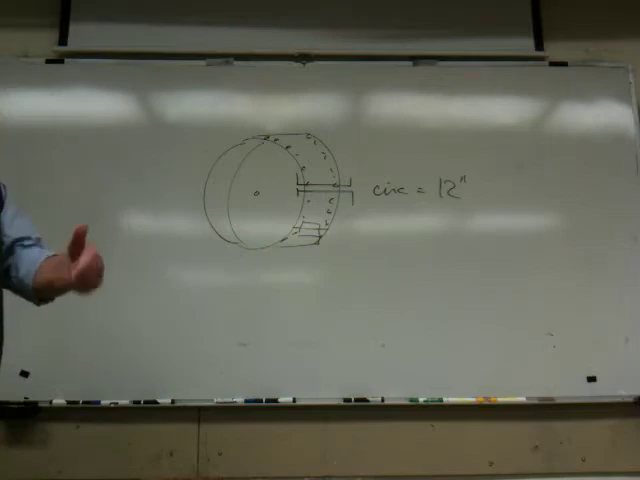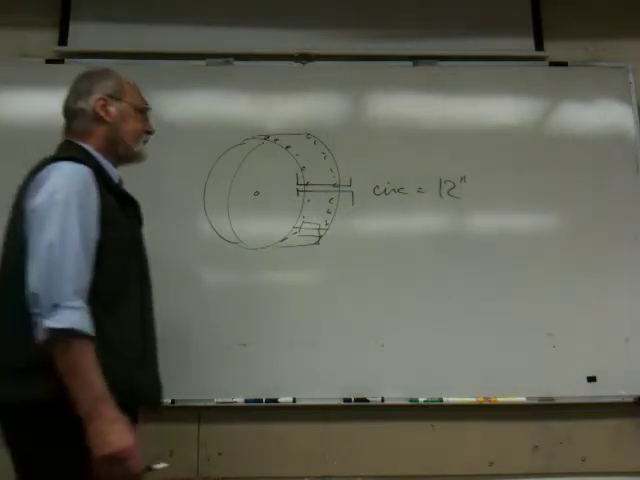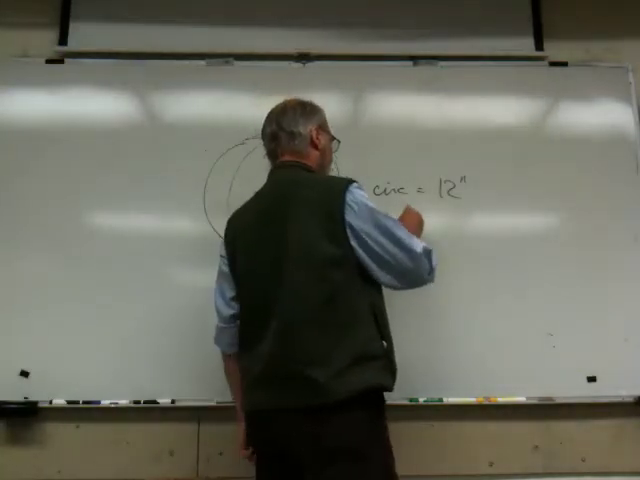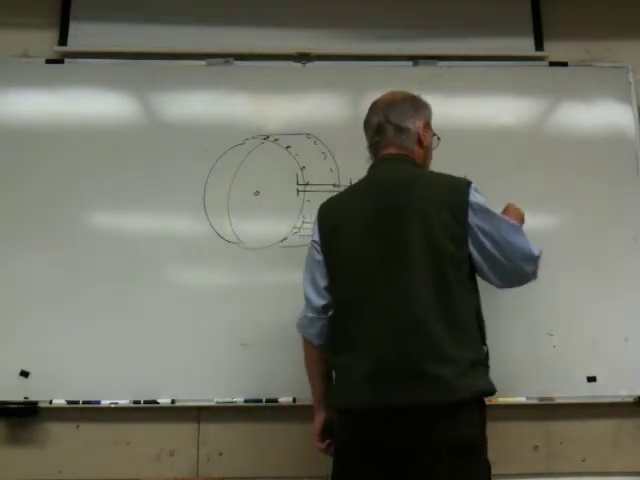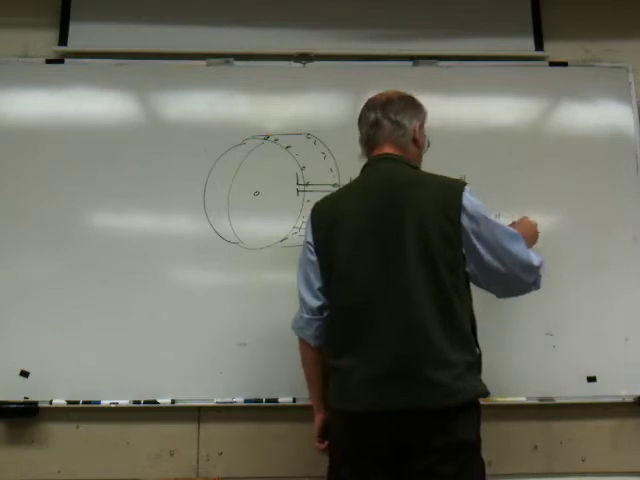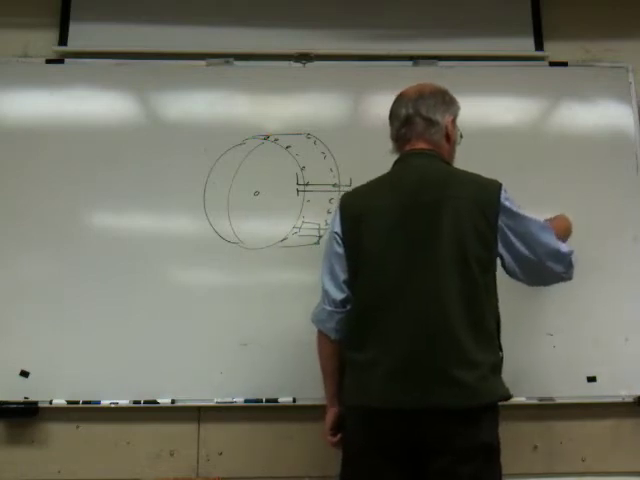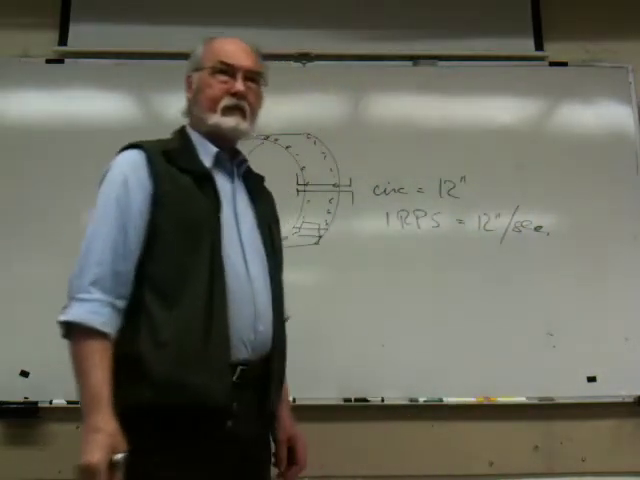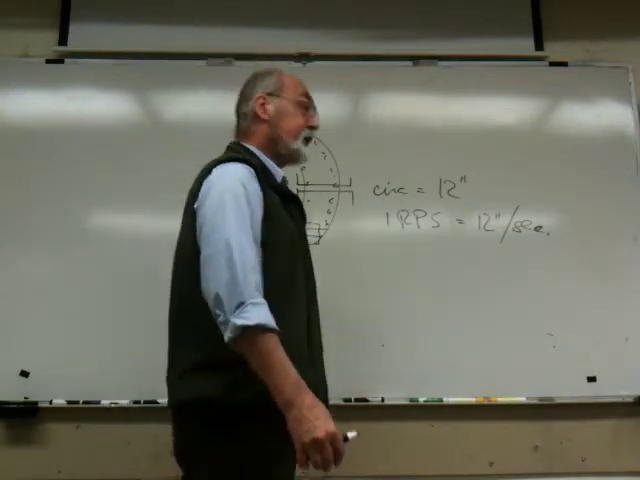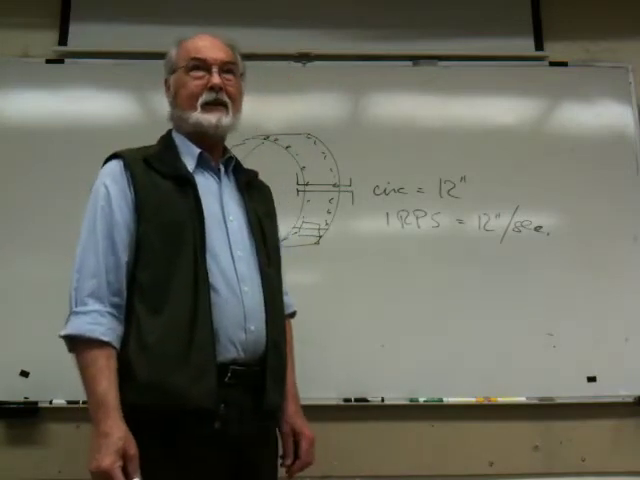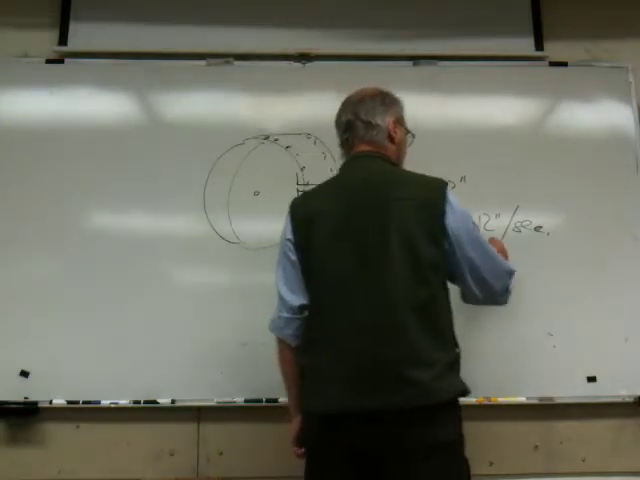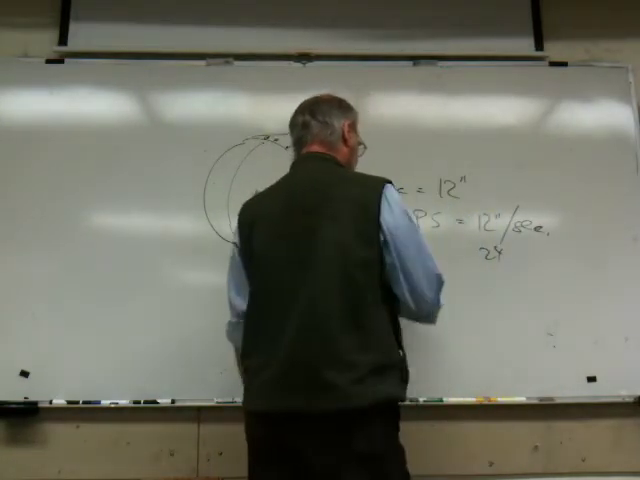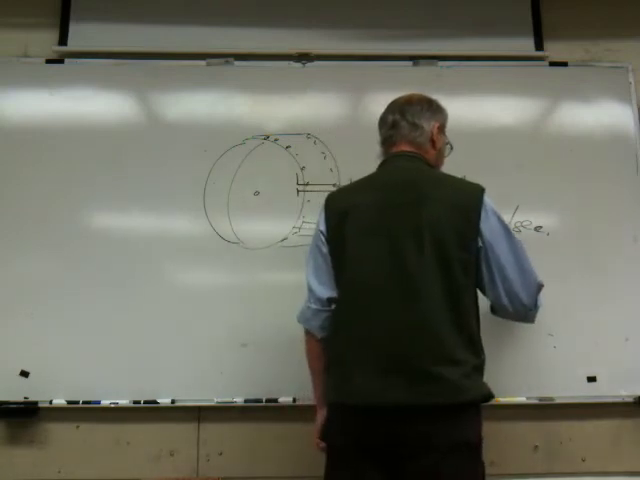Well, let's put it this way. If we turn it once a second, in that case we would move 12 inches per second, right? All right, we could do this the long way. It's okay. If we turn it 2 RPS, we'll go 24 inches per second. At 4 RPS, we go 48 inches per second.